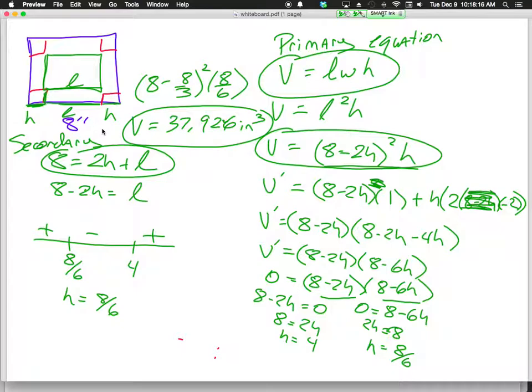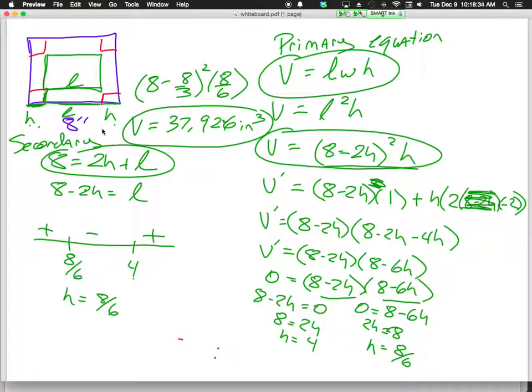Now, let's talk about 4 real quick. Do I want my h to be 4? No. Why can h not be 4? Because how many h's are there? There's 2. And if both of these h's are 4, what does that make it? 0. So I can't get a volume.